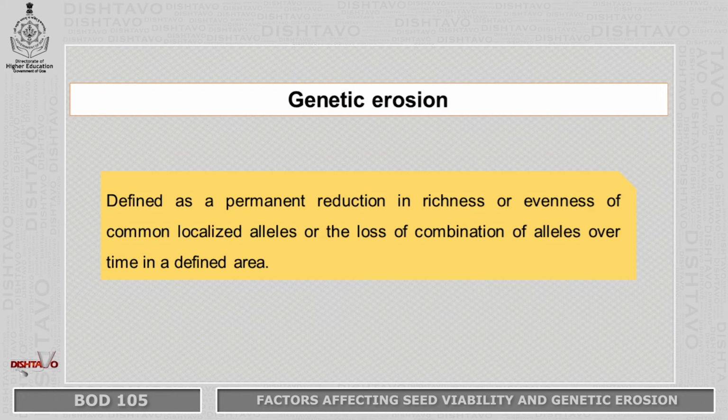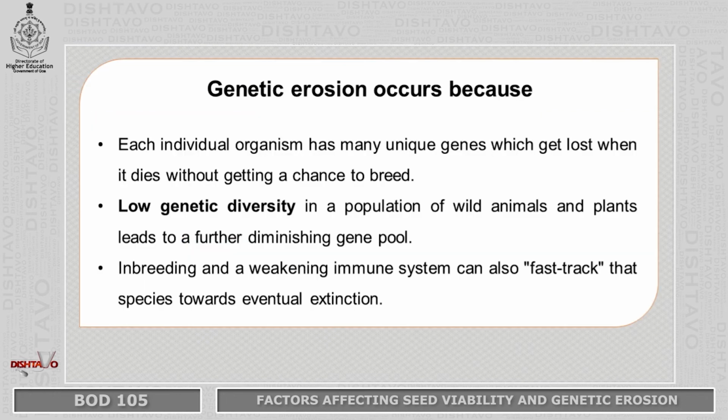Next is genetic erosion. This is defined as a permanent reduction in the richness or evenness of common localized alleles or loss of combination of alleles over time in a defined area. Genetic erosion occurs due to a number of factors. We can see each individual organism has many unique genes which get lost when it dies without getting a chance to breed and give rise to a new offspring.